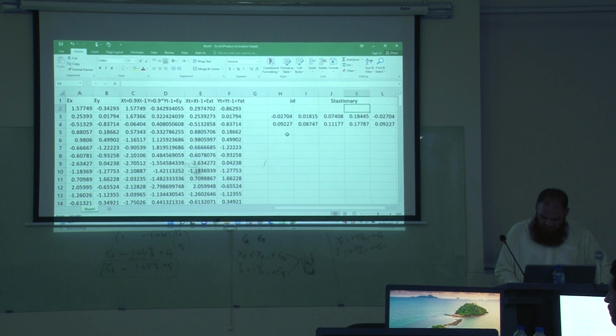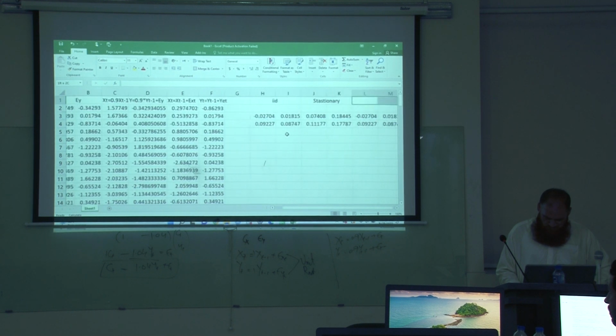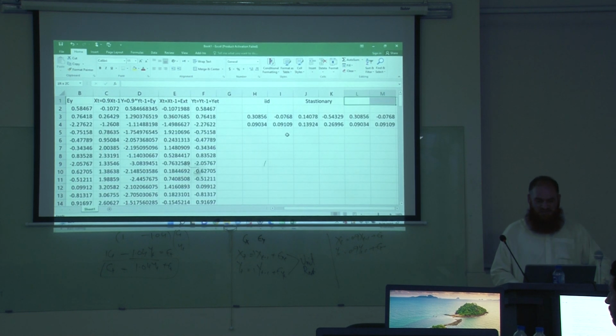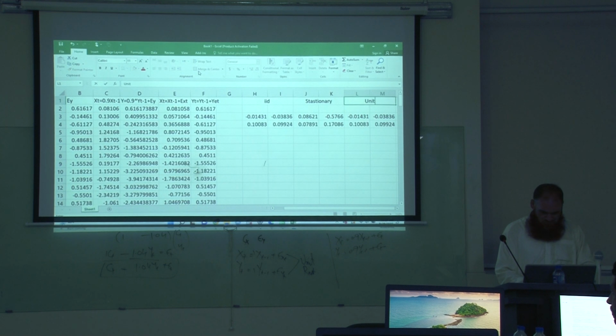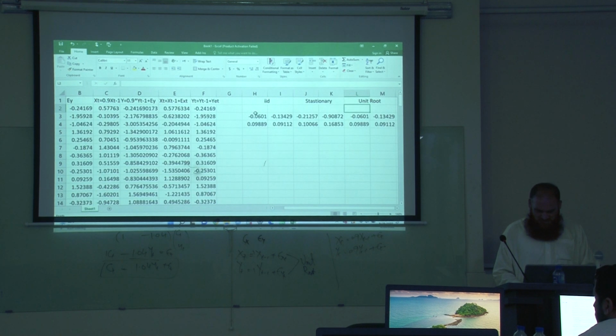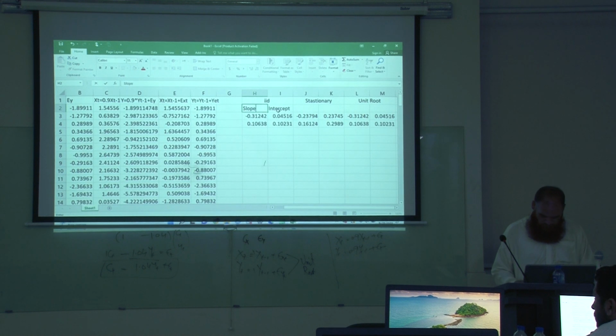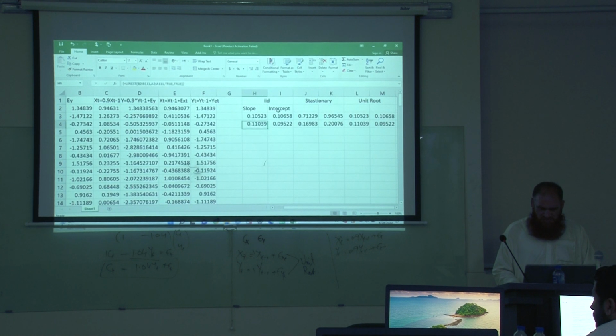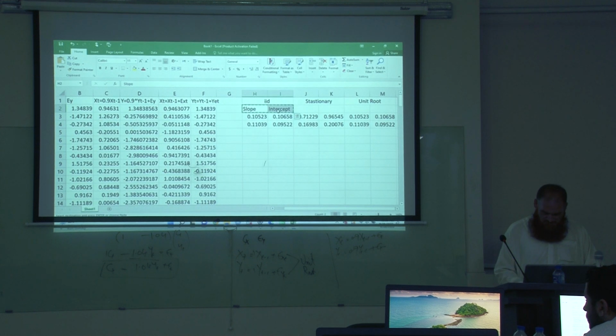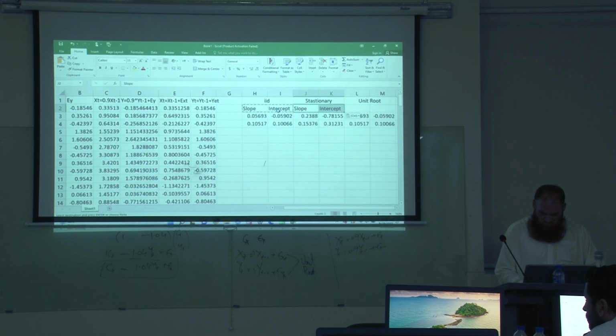And the third regression is for unit root. These are three separate sets of regressions. See? And this is the intercept, this is the slope. Similarly, here is your slope and intercept, and then slope and intercept.